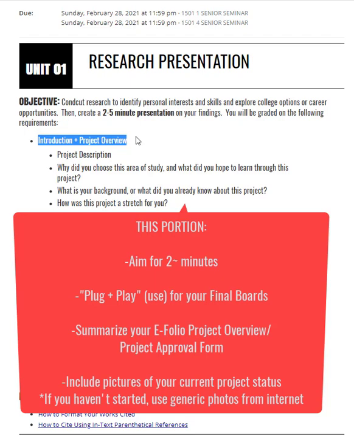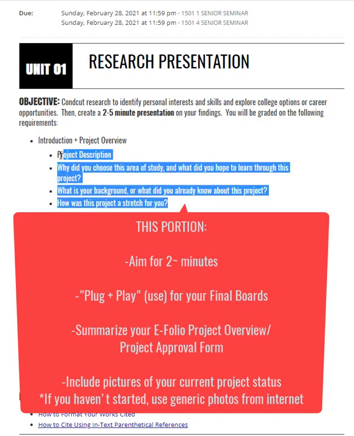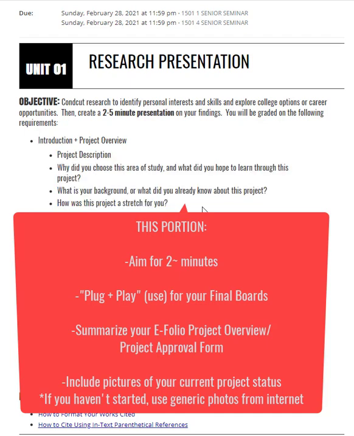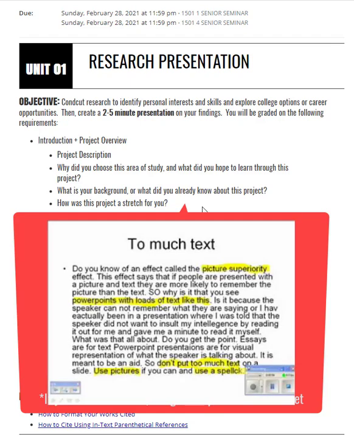So what I'm looking for here is for you to give us a brief description about your project, why you chose your project and what you hope to learn, what background, if any, and how this project was a stretch for you. This is the same 4 questions that are on your project overview on both your eFolio and your approval form. Now, when you're creating this for a presentation, do not just directly copy and paste all of that information, because that's a lot of text on a slide. We want to take what you're going to say and put it in as bullet points that you can expand on when you're giving your presentation.